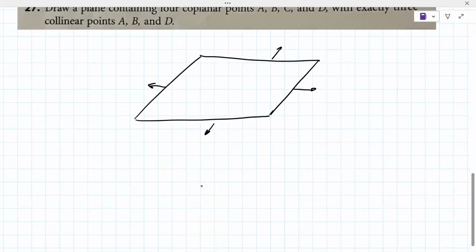So if you're trying to draw parallel planes, which we don't need to in this one, it would look something like this.